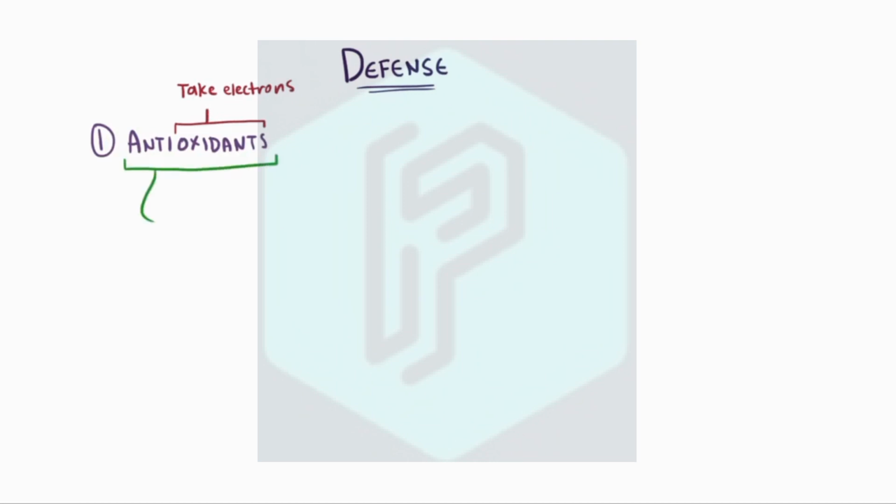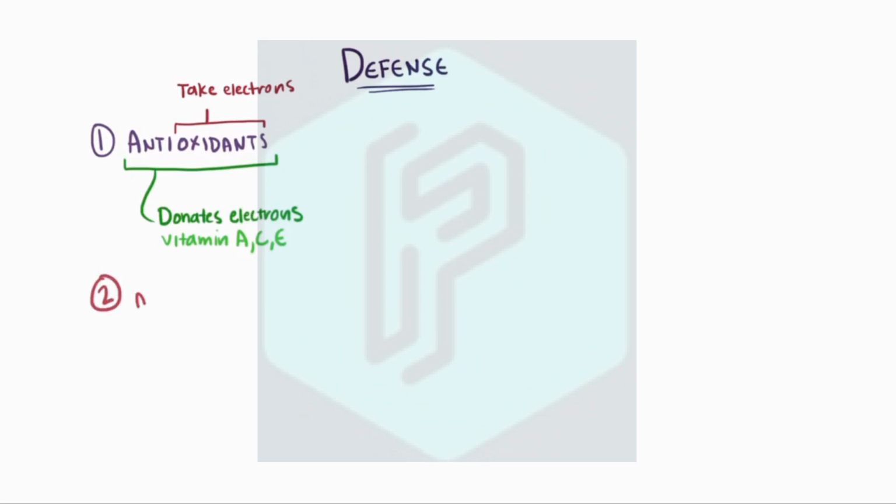Yeah, it is. The first defense against these oxidants are antioxidants. That makes sense, right? Because oxidants, like free radicals, can take electrons. So antioxidants, like vitamin A and vitamin C and vitamin E, can all eliminate free radicals by donating electrons.